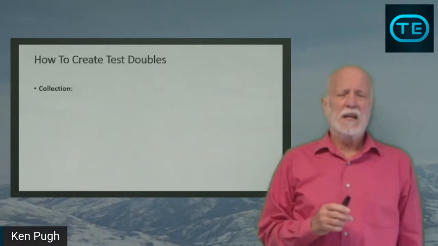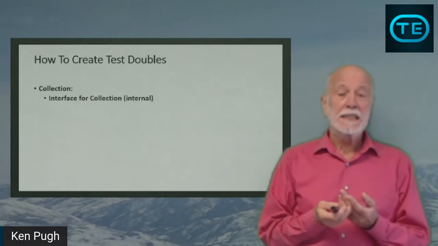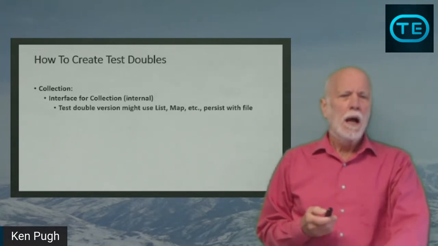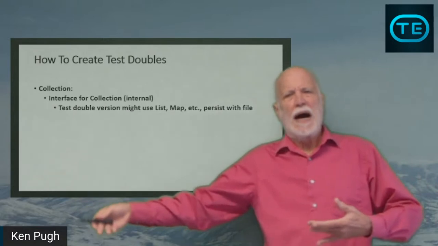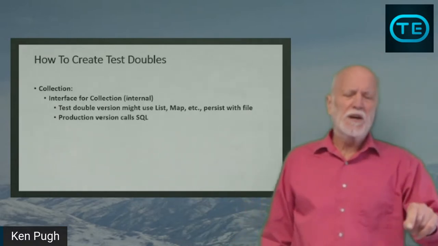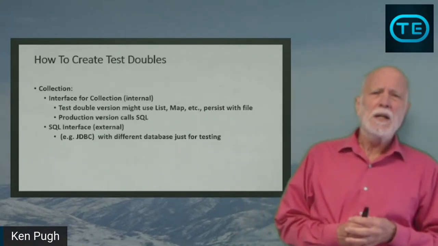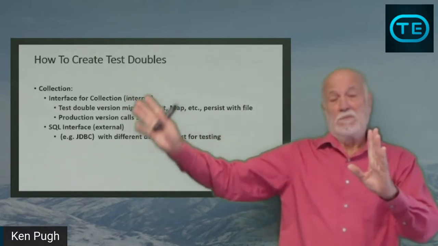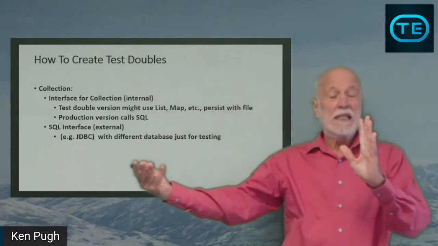So, how are we going to create those test doubles? Well, we could use an interface inside, and we could have an internal list of things that we could keep. And we might use a list or map or anything like that. And if we needed to store this away, we could write it out to a file and read it back in. Or, and the production version would be something that actually calls the SQL. Or we can actually use SQL as our interface. We use a test double, a simple database that we use only for testing, and we use SQL as our interface to it.